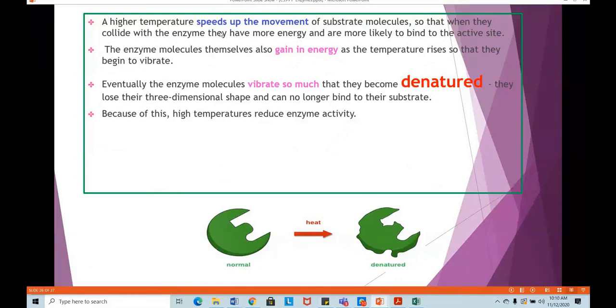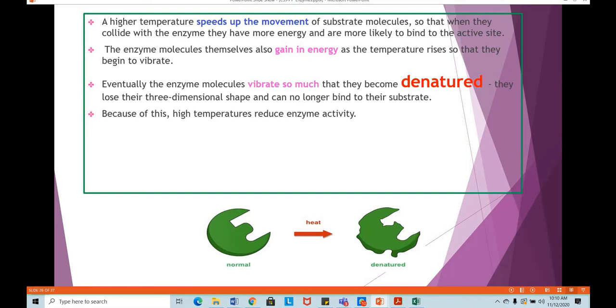At higher temperatures, it speeds up the movement of the substrate molecules so that when they collide with the enzyme, they have more energy and are more likely to bind to the active site. So this is how the temperature affects the enzymes. Whenever the temperature is more, it helps in speeding up the reaction. How? The substrate molecules start vibrating. They collide with the enzyme with more energy, and so the reaction takes place at a faster rate. But again, not at very high temperatures.